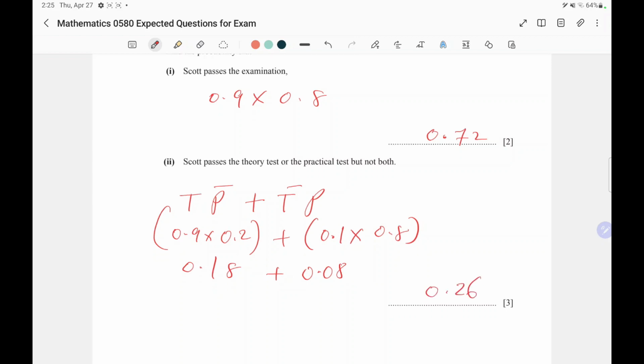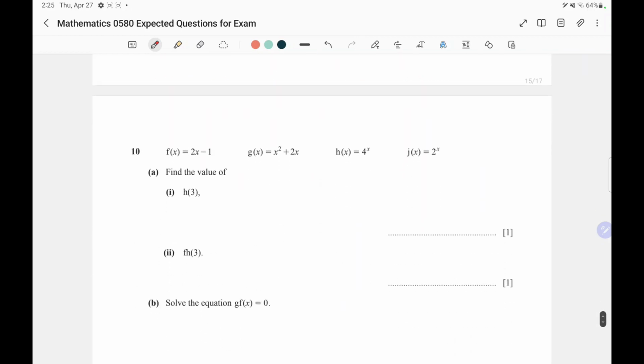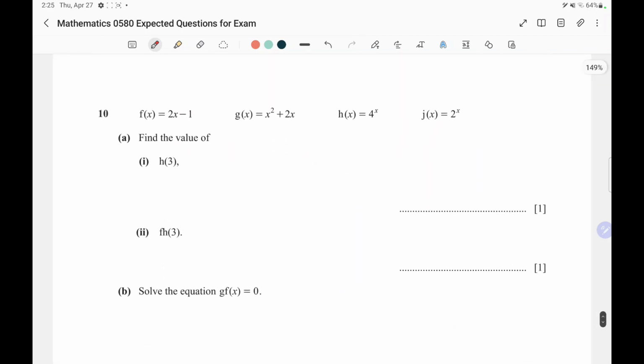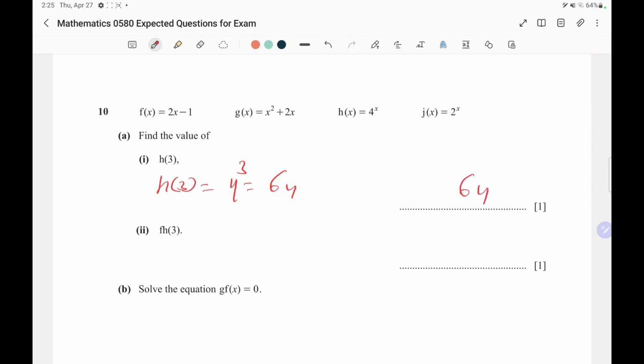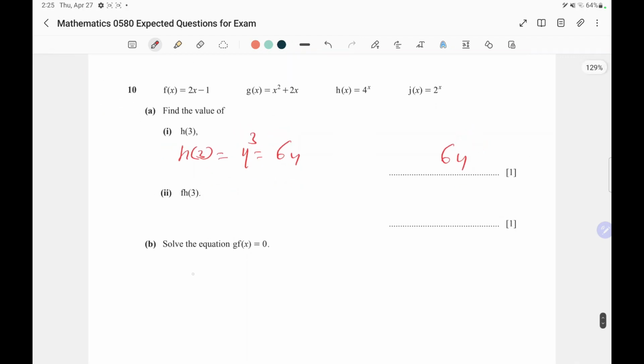0.26. So this should be the answer. Now next question that says f(x), g(x), h(x), everything is available. h of 3, which is 4 to the power 3, which is 64. Now solve the equation g of f(x). So first of all we need to find g of f(x).